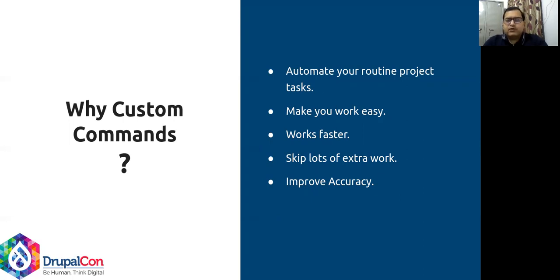Using custom commands, we make our work easy. Using custom commands, we make our work faster. And using custom commands, we skip a lot of extra work that we do in our daily routine. And automatically, by following all these points, at last we improve our accuracy, because we are human and we make mistakes. So to avoid those mistakes, we are converting our development process to automation as much as possible. So this will help to improve our accuracy. So now we understand why custom commands are important.